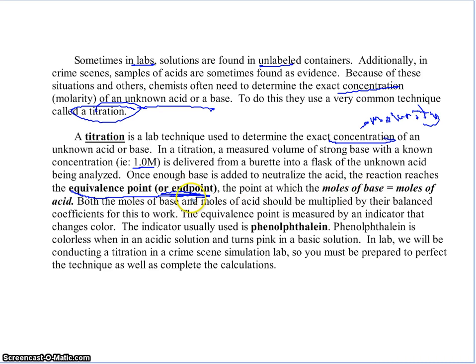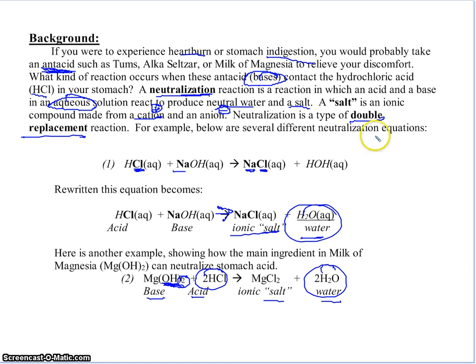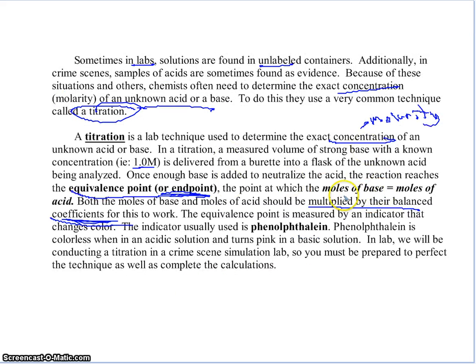Right? Both the moles of base and moles of acid should be multiplied by their balanced coefficient for this to work. So for this reaction, it would just be 1 and 1. For the magnesium one, it'd be 1 and 2. So 1 base for 2 acids. Basically, it says just use the mole ratio from the equation is what it's saying.